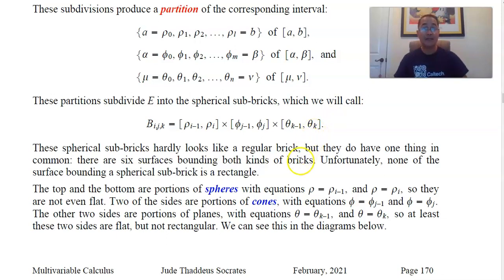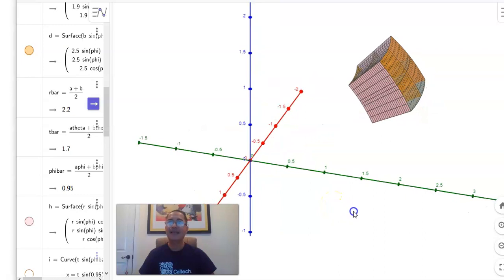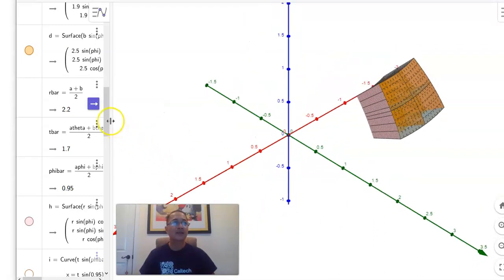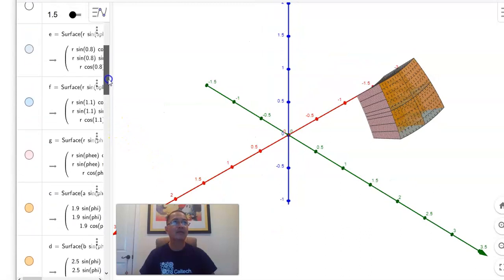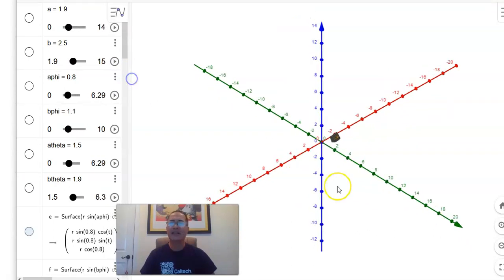It would be better if we see this in GeoGebra, don't you think? All right, so here is a teeny tiny spherical brick. I believe this is the first time we are seeing this little program that I made, and again, you will have access to that.